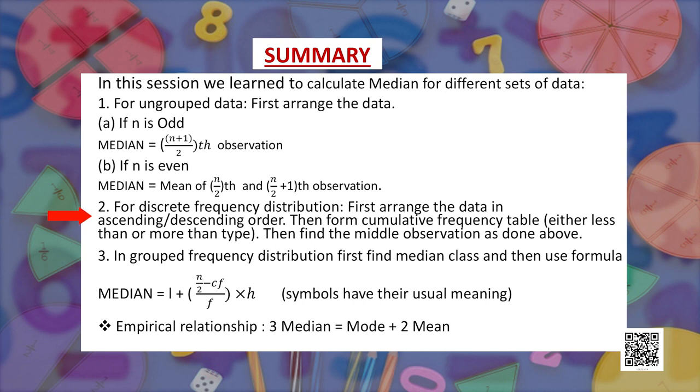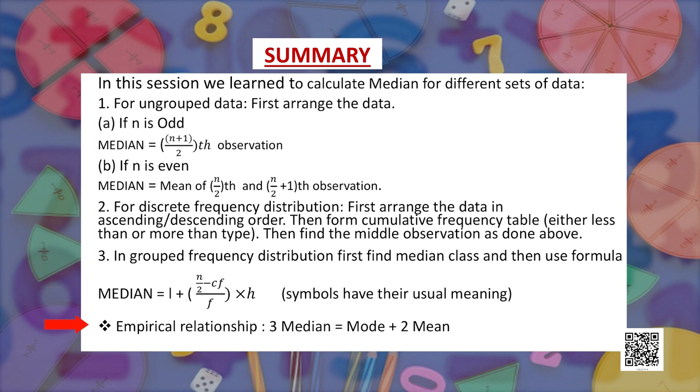First, arrange the data in either ascending order or descending order. Then form a cumulative frequency distribution table. You can form either the less than type or the greater than type. Then find the middlemost observation as we have done in this case. Then the third case was grouped frequency distribution where we first find the median class and then we use the formula: median is equal to L plus (N by 2 minus CF) upon F into H. Symbols have their usual meaning as we have seen before.